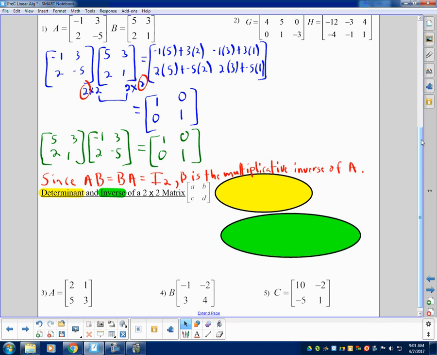So within the context of Cramer's rule, you are calculating determinants. So a determinant and inverse of a 2 by 2 matrix. Here's my generic 2 by 2 matrix, A, B, C, D. The formula for the determinant of a 2 by 2 matrix is we multiply the diagonals here, A times D minus C times B. That's the determinant of a 2 by 2.